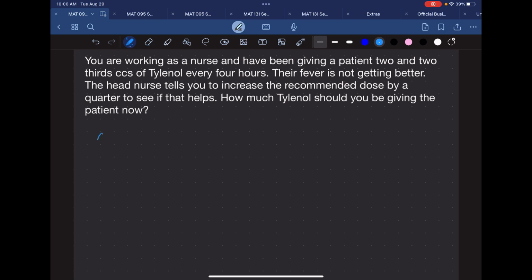Okay, so our original dose was 2 2/3 cc's of Tylenol. Usually it's easier, at least in my opinion, to work with improper fractions when we're doing different operations than it is to work with mixed numbers. So I'm going to convert this to an improper fraction. 2 times 3 gives me 6. I add the 2 from the numerator of the 2/3, and that gives me 8/3. So we've been giving 8/3 cc's of Tylenol every 4 hours.